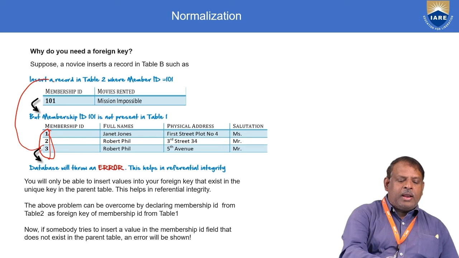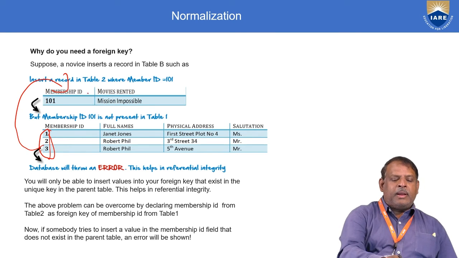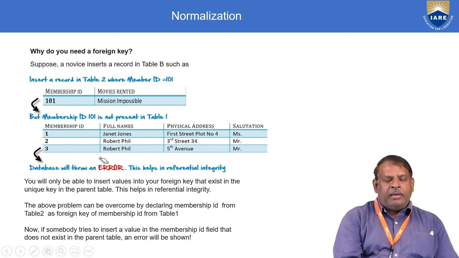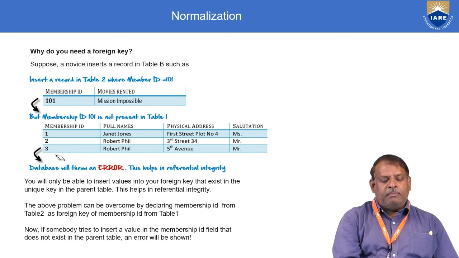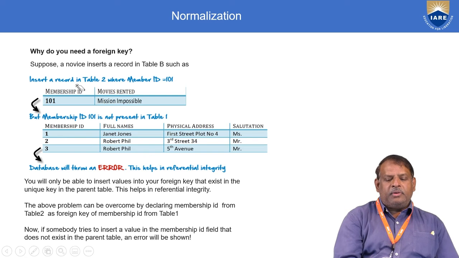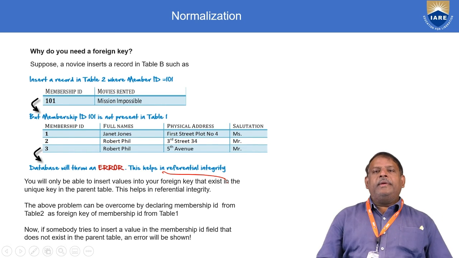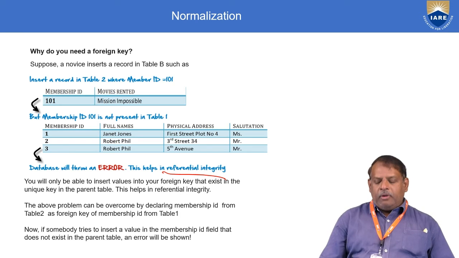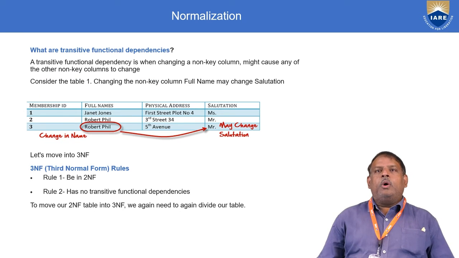We are having that key as a foreign key in the second table. So if you try to insert an invalid ID which is not there in the membership ID, you will get an error called a referential integrity error. Now, if somebody tries to insert a value in the membership field that does not exist in the table, the error will be shown. What are transitive functional dependencies?